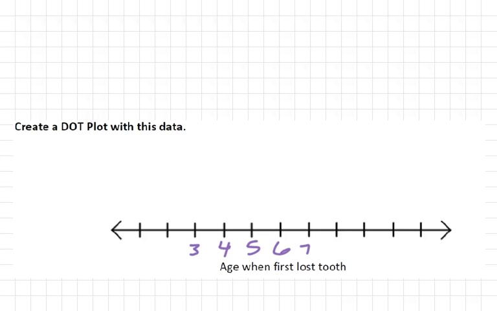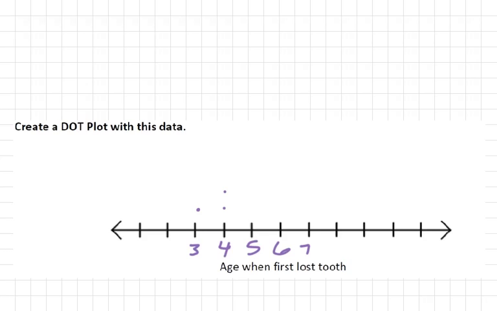Now I'm going to use my frequency chart, and I'm going to record the frequencies of each of these ages with a dot. For 3 years old at the loss of their first tooth, there was just one survey respondent that said that, so I gave them 1 dot. For the age of 4, there were 2 survey respondents, so I'm going to do 2 dots.